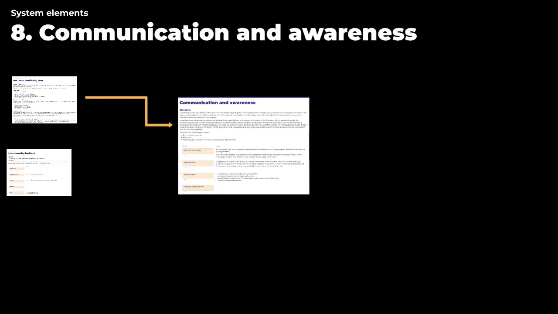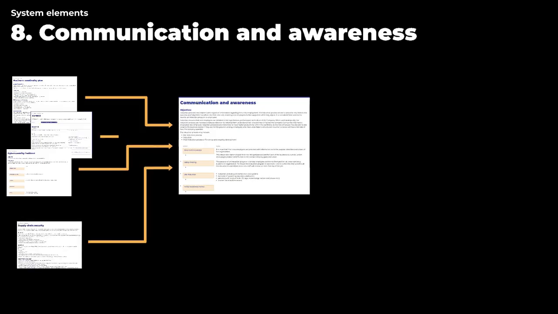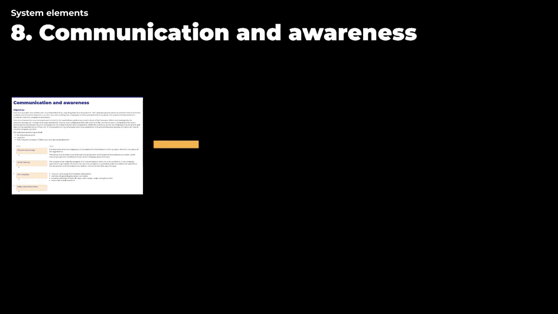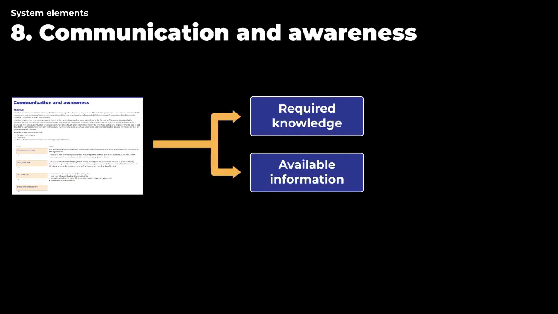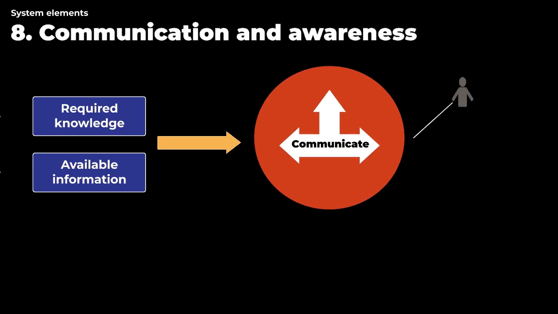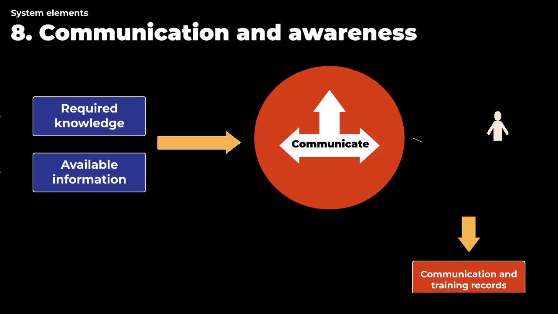Every element of your governance system has to be communicated to someone. But no matter how many sources you have, the information delivered to your personnel must form a single, coherent, consistent body of knowledge. Use the communication and awareness element to define how you do this, to specify what information must be communicated to whom, how it should be communicated, and how you create the records to prove that your people have all the information they need to do their required work safely, legally, and effectively.